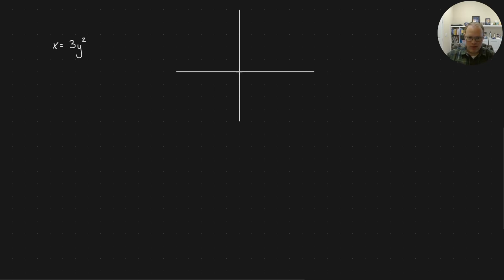So my vertex still is at the origin here. Okay. But now everything's on its side because x and y swap places. So now if I go up 1 unit or down 1 unit, I'm going to move in the positive x direction 3 units. Okay. 3 units, 3 units. So I get a pretty skinny parabola.